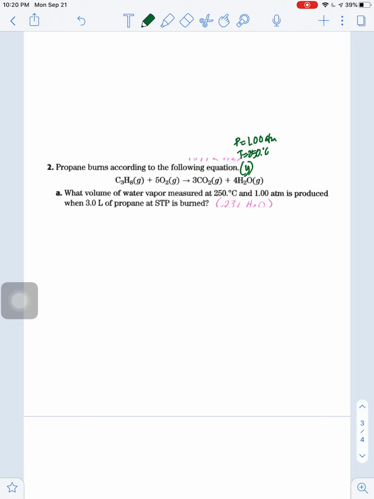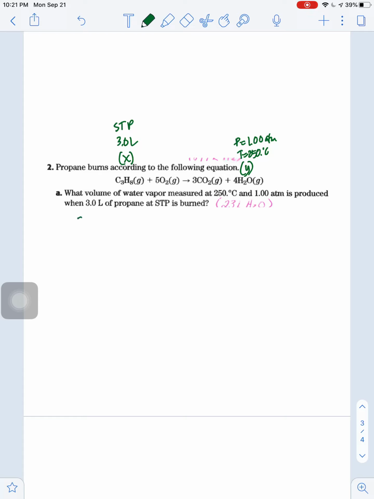Okay. 3 liters of propane is burned. So propane is our X, and we have 3 liters of it, and it is at STP. So we figured out what we were given and what we were asked for. We looked at the conditions before and after to see if they changed, and they do. We can't use the shortcut where we only need the mole ratio. We have to do a 3 conversion factor problem.